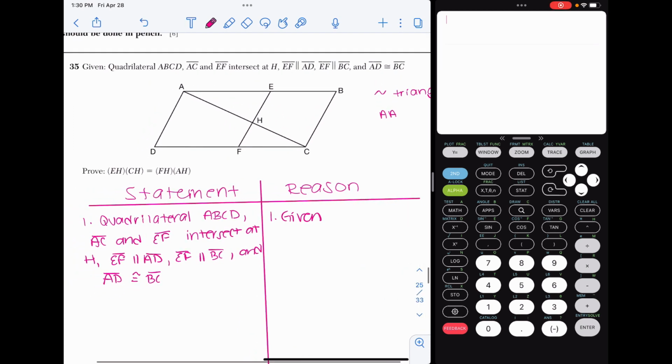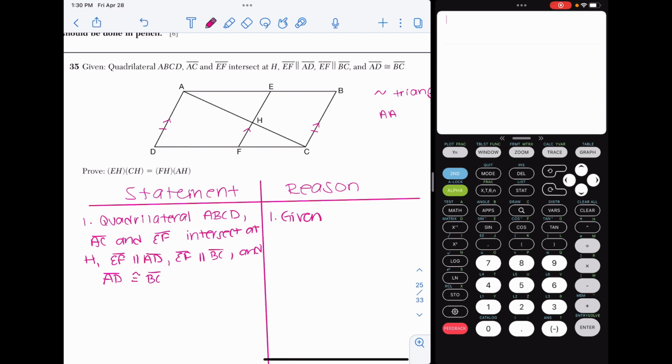All right, so I've gone ahead and set up my 2 columns, wrote my givens in, and now let's read through those givens together. We have quadrilateral ABCD, AC and EF intersect at H. EF is parallel to AD. So I'm just going to put these little parallel arrows here to indicate that. And EF is also parallel to BC. I also know that AD and BC are congruent to one another.